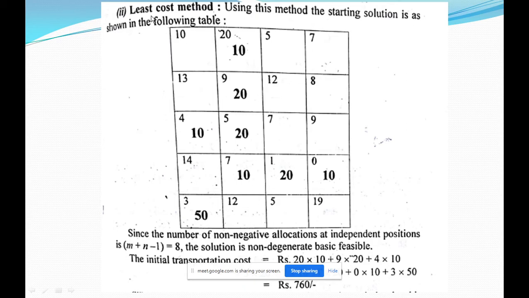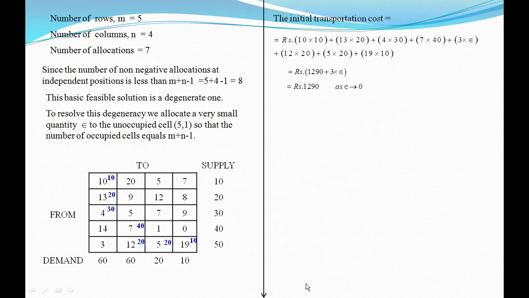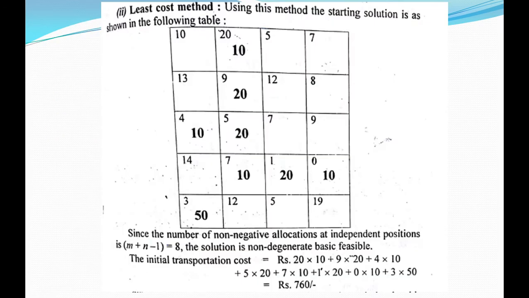So when I do that with the help of the least cost method, you will have these allocations. So 20 into 10, 9 into 20, 4 into 10, 5 into 20, 7 into 10, 1 into 20, 0 into 10, and then 3 into 5. The allocations total 760. For the last one we had 1290, but the least cost method reduces it relative to the northwest corner method.